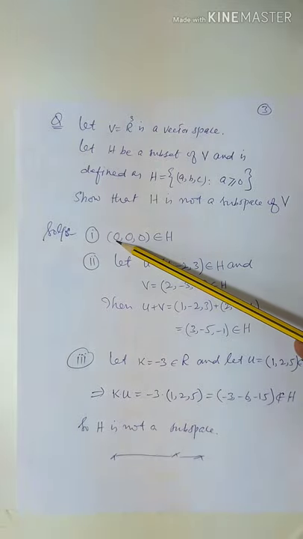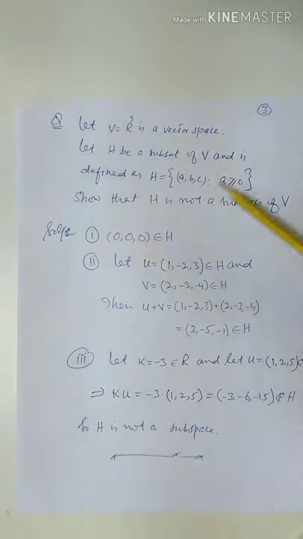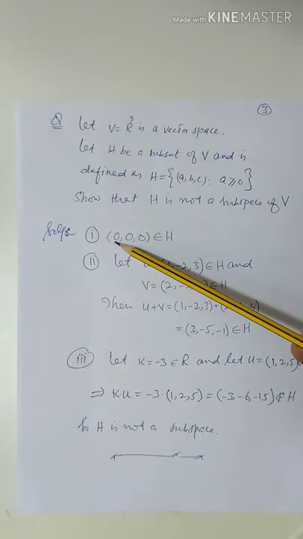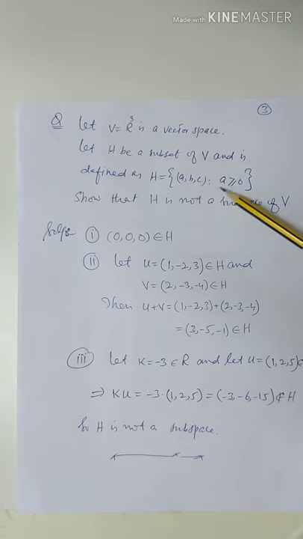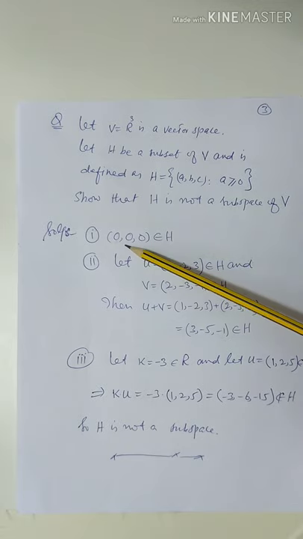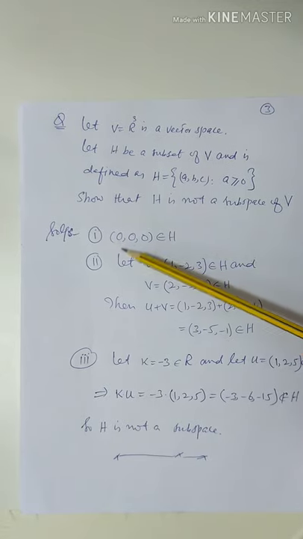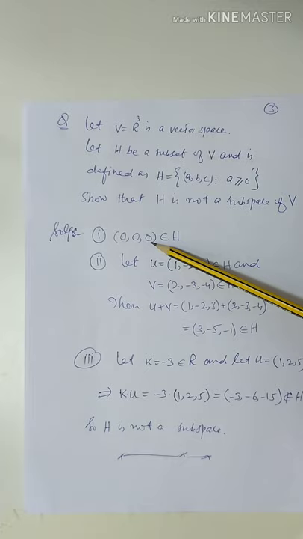So the first element is 0, and 0 is greater than or equal to 0, so it is satisfied here. Say in an exam I ask this question with only A greater than 0, and equal was not there. Then your first condition will fail, because you must write 0. So 0 for R3 is 0, 0, 0.